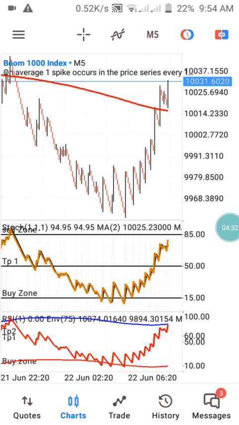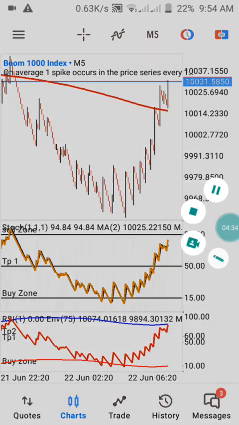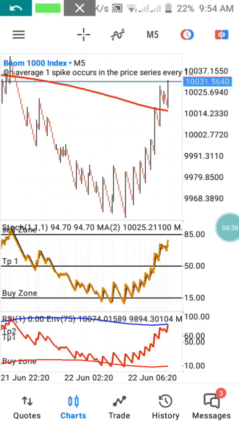In our indicator window 1, we have our levels here, which are very important to us. We have our 15 level, we have our 50, and we have our 85 level.